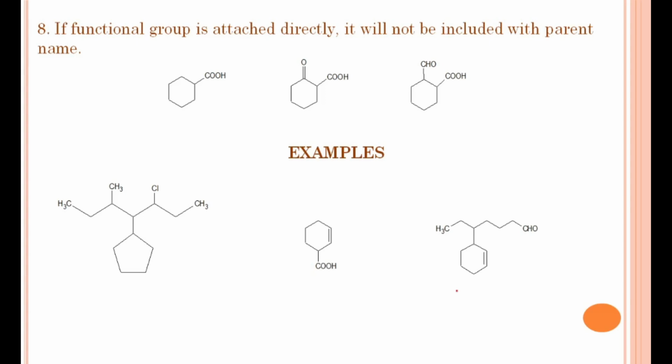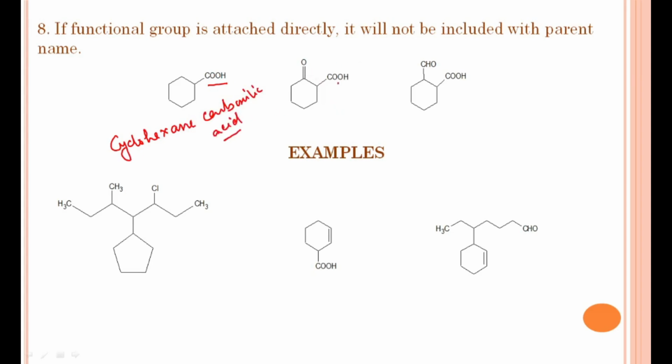Let's come to the next rule. If the functional group is attached directly, it will not be included in the parent name. See that here the functional group is attached directly, so that will not be included in the parent name. So how to give the name for this? It will be like cyclohexane carboxylic acid.